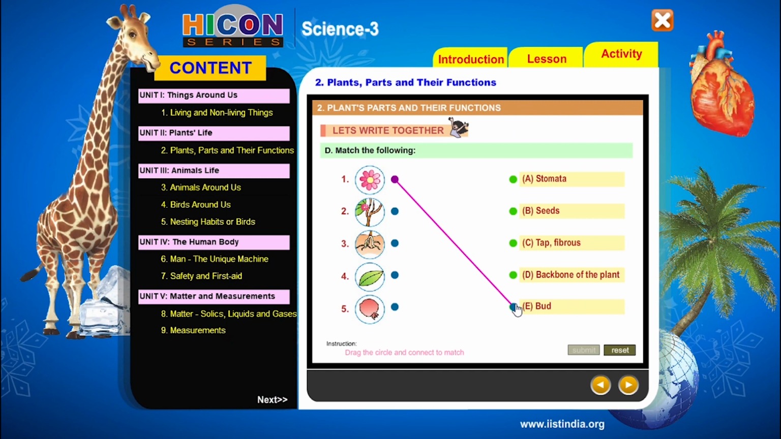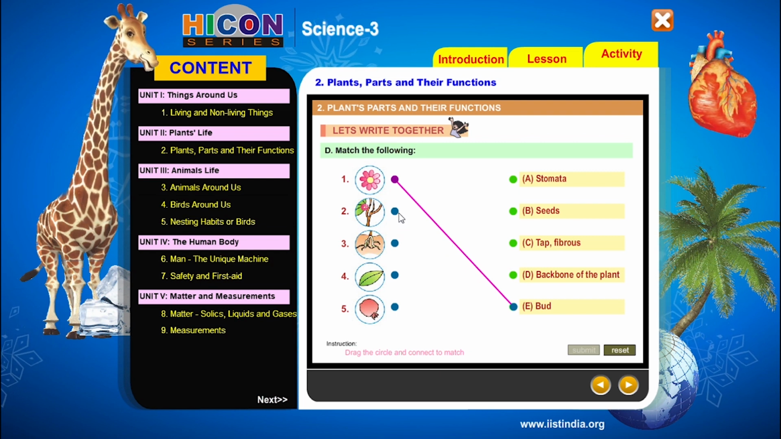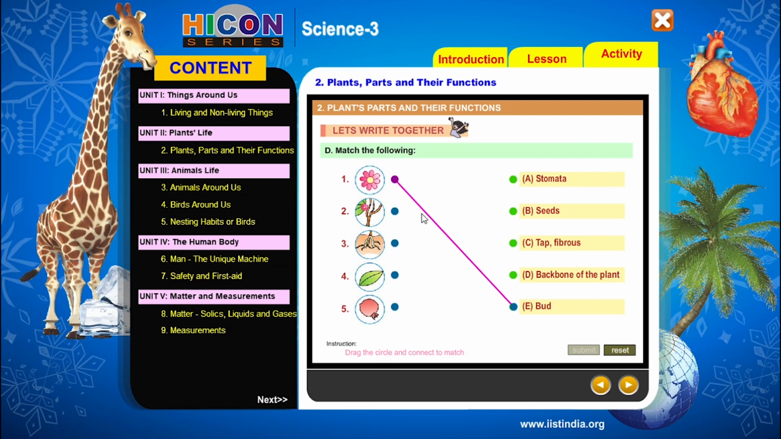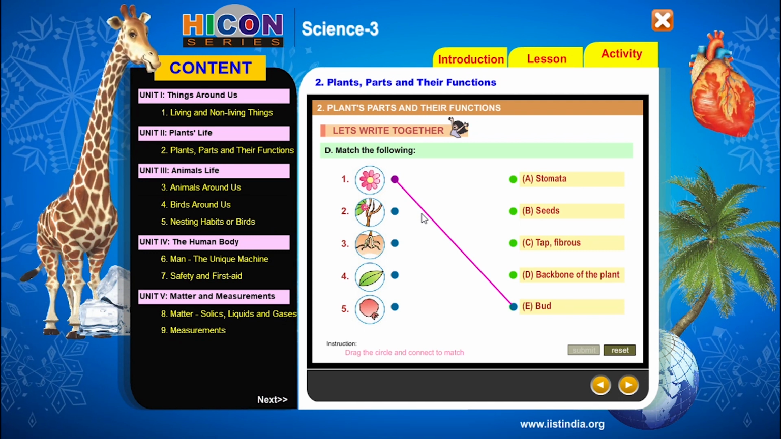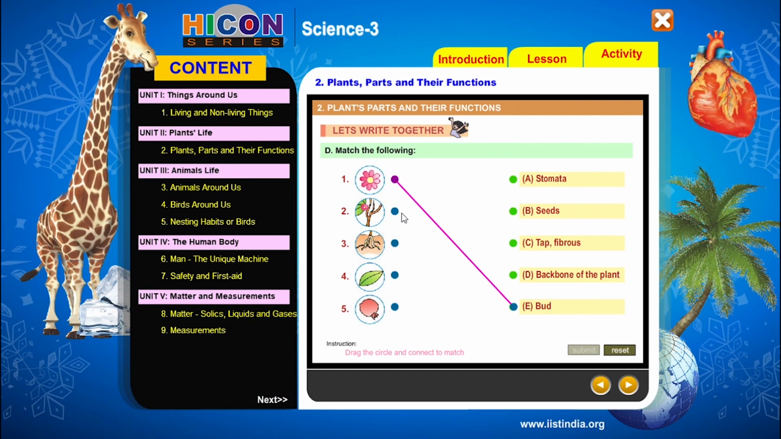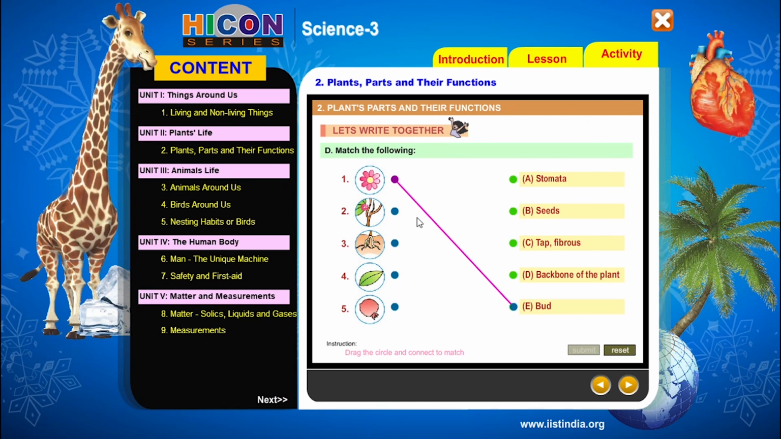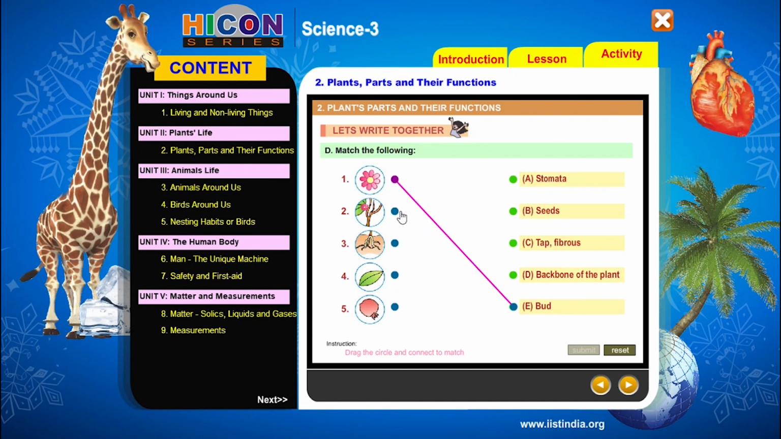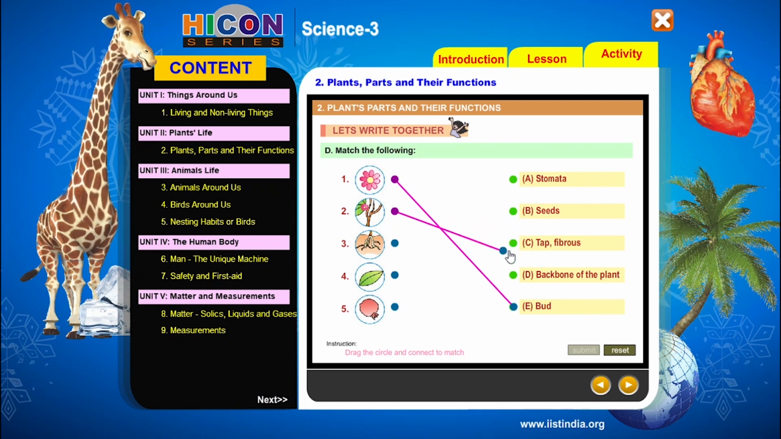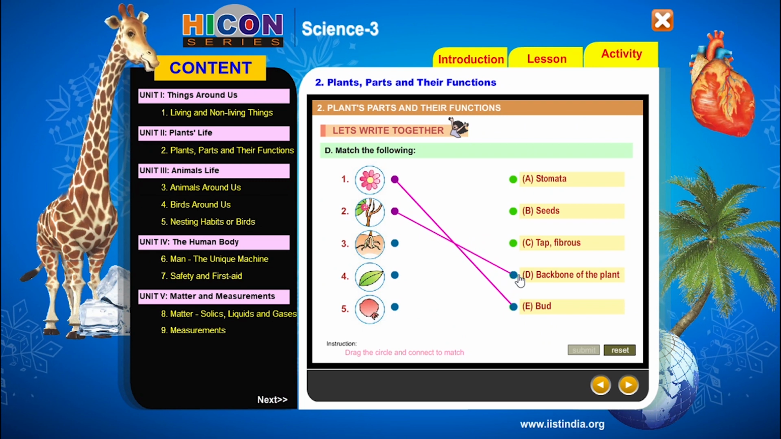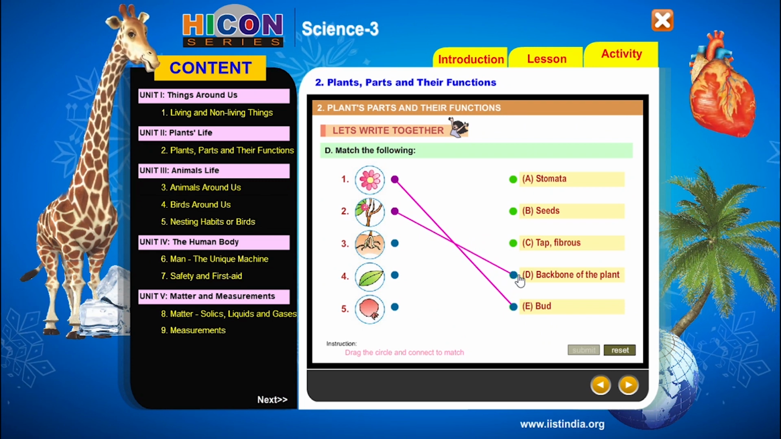Next one. So children, see the next one. Match this with stomata, seeds, tap fibrous, backbone of the plant, bud. Children, the second picture represents a stem and branches. Okay. So the correct pair is backbone of the plant.